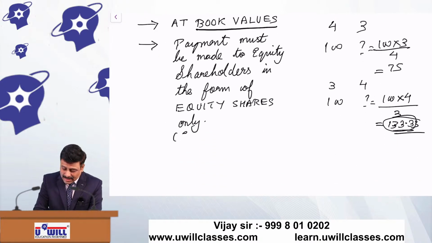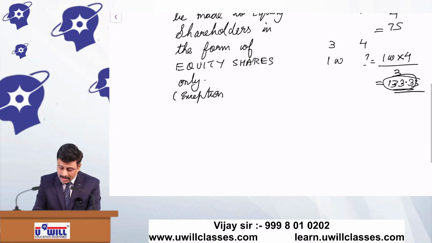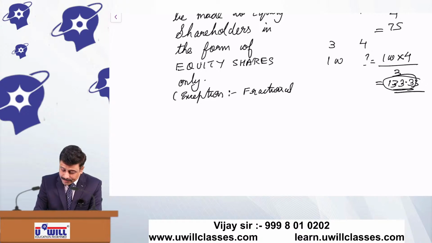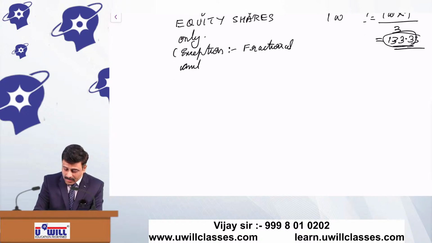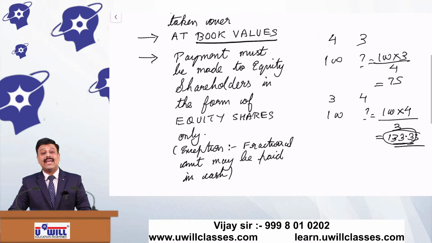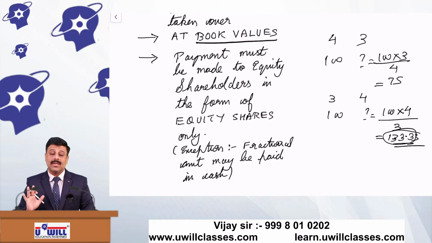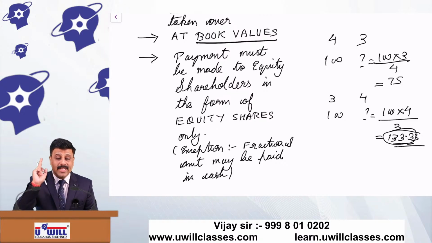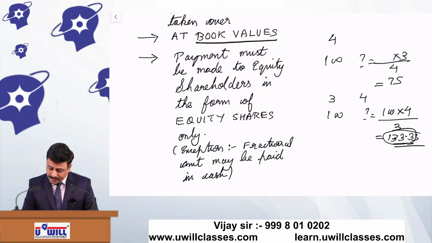So here there is an exception. What is the exception over here? Fractional amount may be paid in cash. This is an exception over here. Otherwise, the payment to equity shareholders must be made in the form of equity shares only. Okay, so this is how we identify merger in a question.